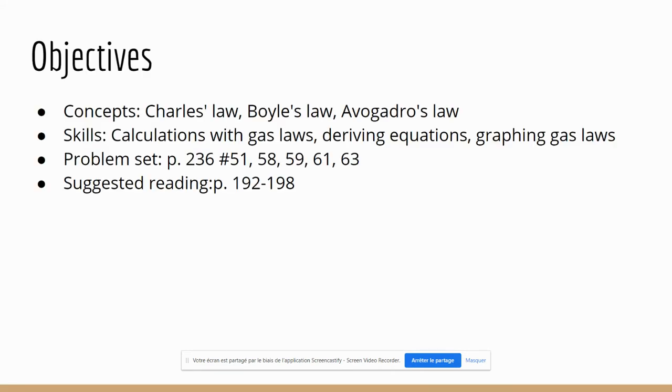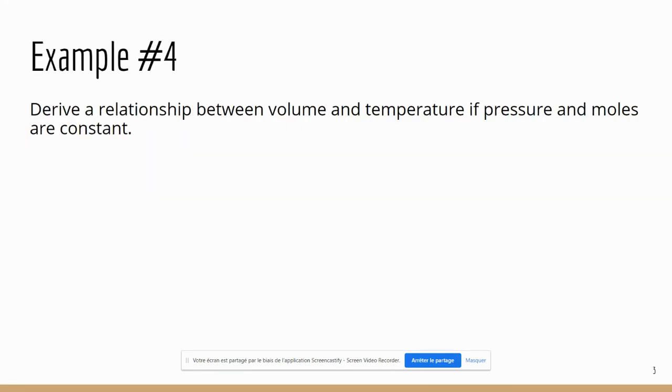Here are our objectives for today's video. The goal of this video is for you to be able to derive relationships starting from the ideal gas law between any two or three variables of the ideal gas law.